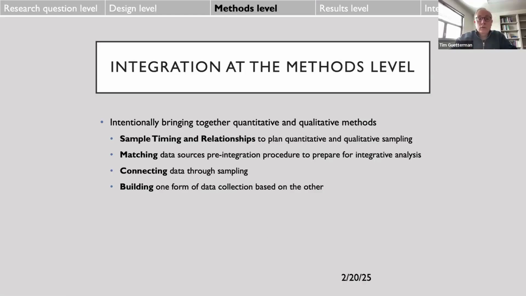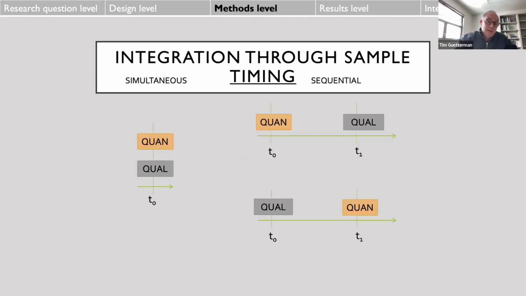So we'll talk about each of these four types of integration at the methods level, starting with the idea of timing. And I'm sharing this just to point out there are different possibilities for a mixed methods study. And this is a time to really think maybe about some of those possibilities for your work or your potential work. So for one, you could have a study done at kind of a single time point where you're sampling your qualitative and your quantitative sample at a single time point.